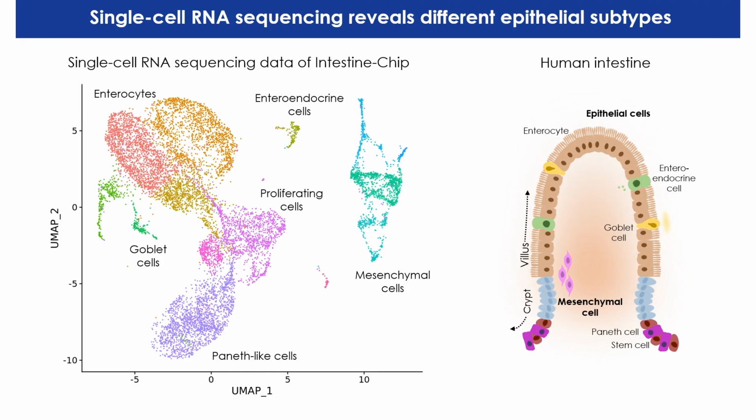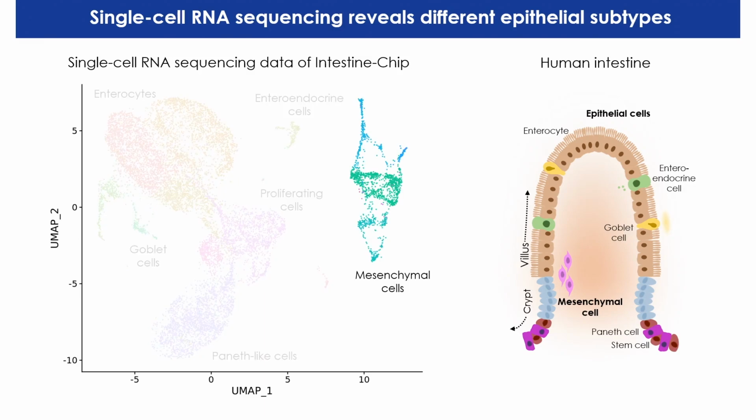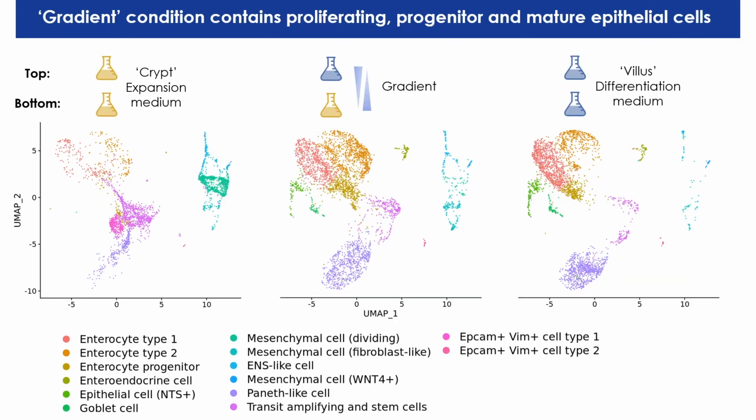So here on the left side you see the epithelial cells, so you can really see the proliferating cells in the middle here in the core, and the enterocytes differentiating out from these. Here the Paneth cells, goblet cells, and enteroendocrine cells. And then on the right side you see the mesenchymal cells. And keep this division in mind for the next slides, because here I separate the data based on condition.